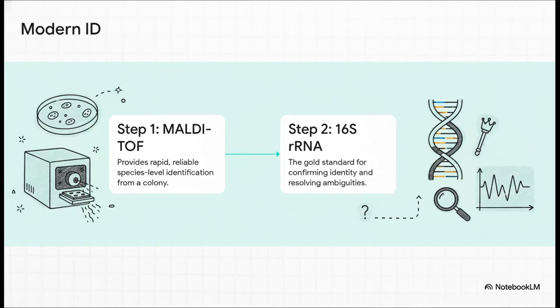Of course, in today's lab, we've got the big guns. MALDI-TOF MS is your go-to for a fast, reliable species-level ID right off the plate. It's usually fantastic for this. But if MALDI gives you a weird result or no result, or if this is from a really critical site like blood or a joint, you can always fall back on the gold standard, 16S rRNA sequencing. That'll give you the definitive answer, no question.